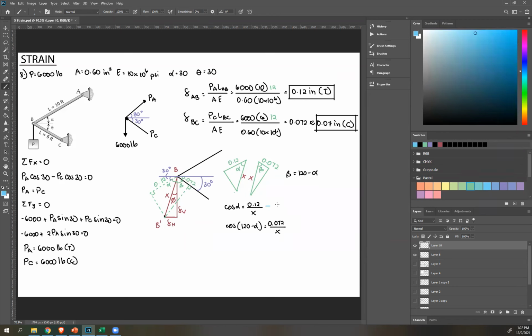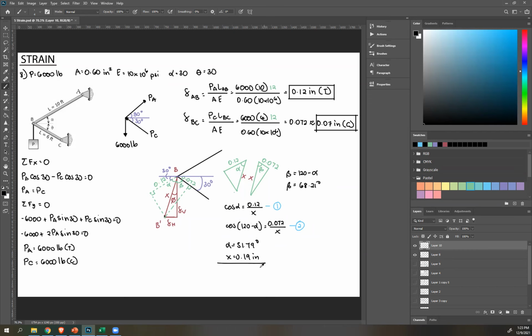Okay? You have two equations, two unknowns. You can solve for alpha and x. So from this, you can solve for alpha, which is 51.79 degrees, and then you can solve for x, which is 0.19 inches. Now that you have alpha, you can also solve for beta here as well. So you should get 120 minus 51.79, you'll get 68.21.